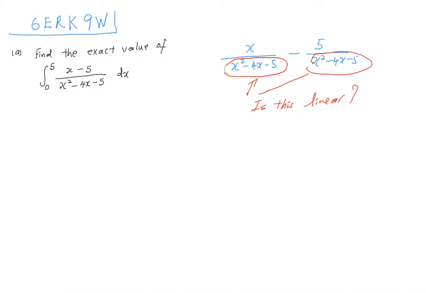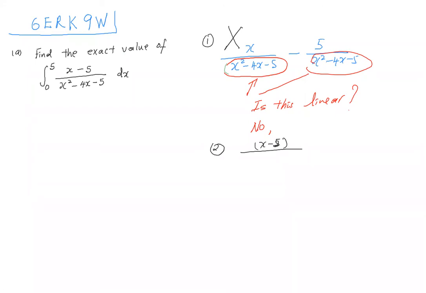Is this linear? No. The answer is no. So if no, it means that all the rules we cannot use. So what are the other possible ways? This method is out. We can factorize x squared minus 4x minus 5. Maybe you can do so. So now we see whether it works or not.